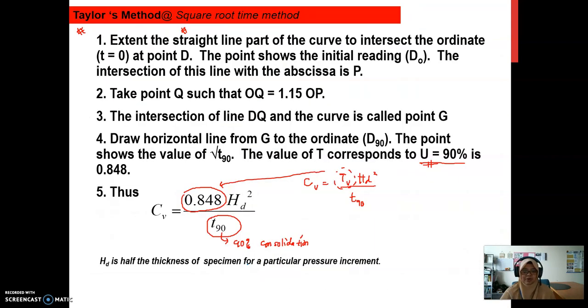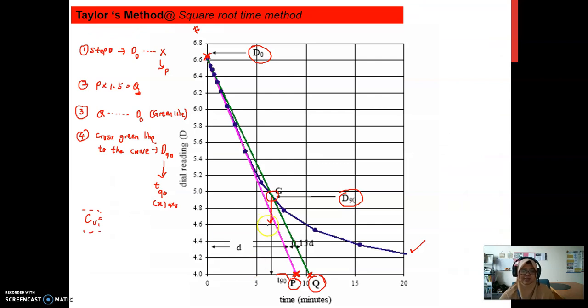So let's see for the Taylor. In the previous video, we already learned how to obtain the D90, the degree of consolidation at 90%. So we can read the T90 here. This is just a normal graph for the Taylor method. Let's say this is 7.5, so maybe 6.8 or 7, for the minutes. So we can substitute in our calculation.